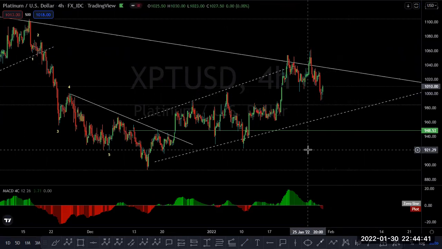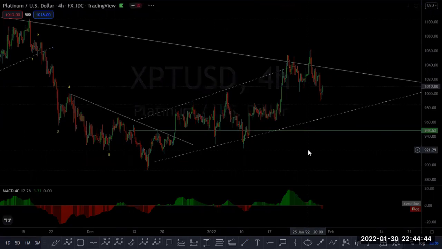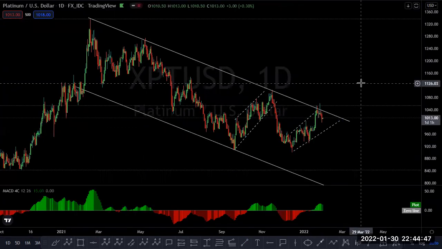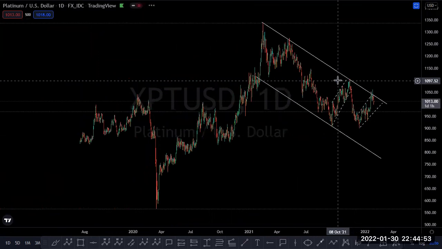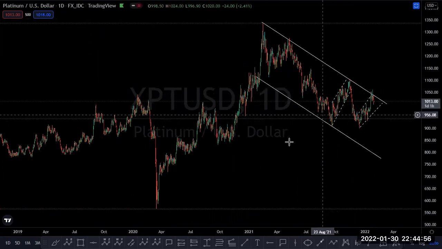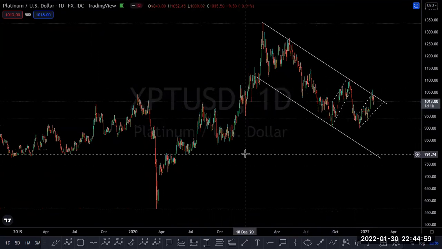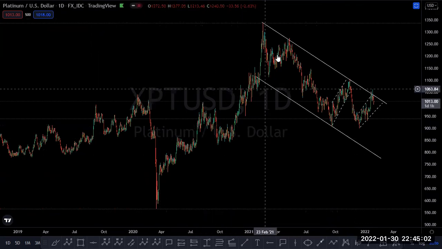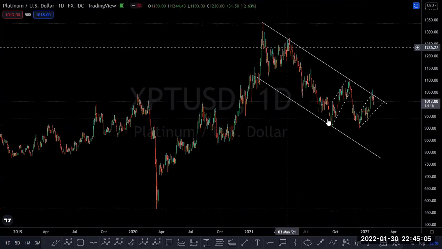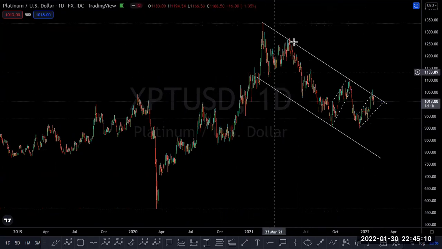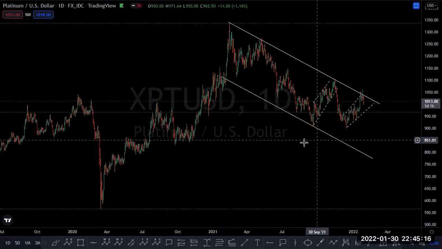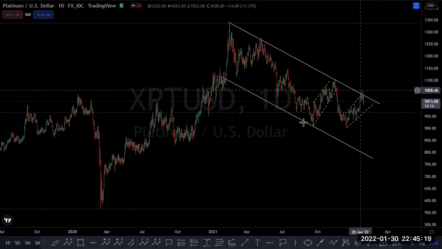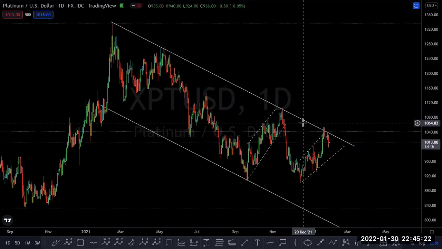Or let me check something on daily again. Let me go to daily and check something. This seems to be the impulse, and this is correction WXYXZ. In the long run, we will still get a move down, but for now, it's too early to decide whether it has started or not.